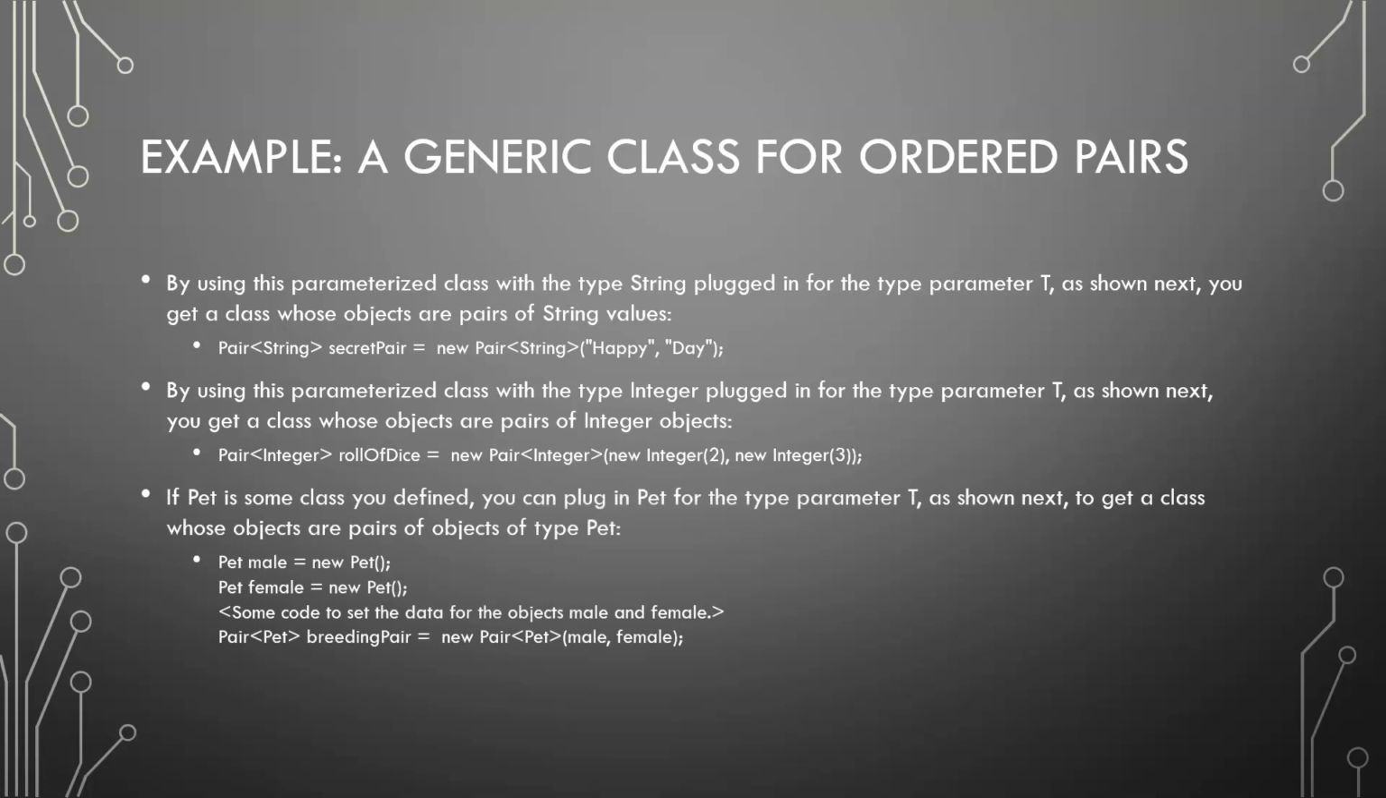Now, if Pet is some class you define, you can plug Pet in for the type parameter T as shown next to get a class whose objects are a pair of objects of type Pet. Pet male equals new Pet, Pet female equals new Pet. Some code to set the data. Pair<Pet> breedingPair equals new Pair<Pet>(female, male), or male, female.